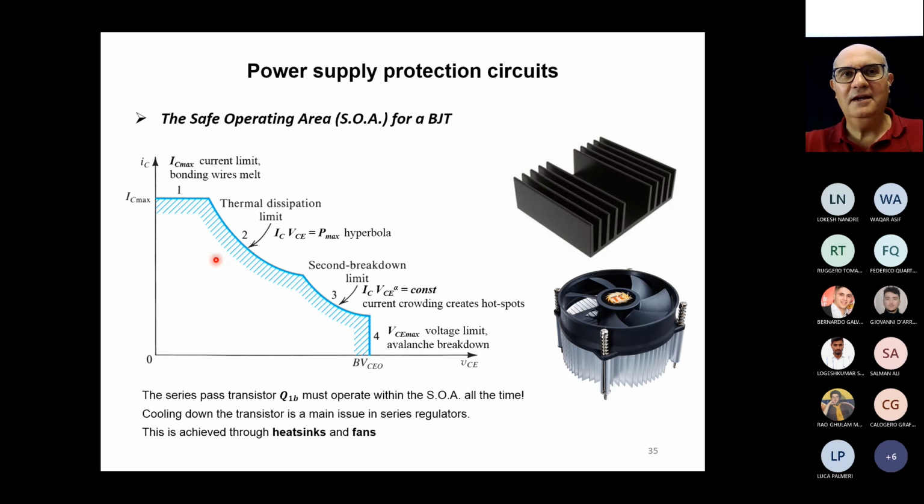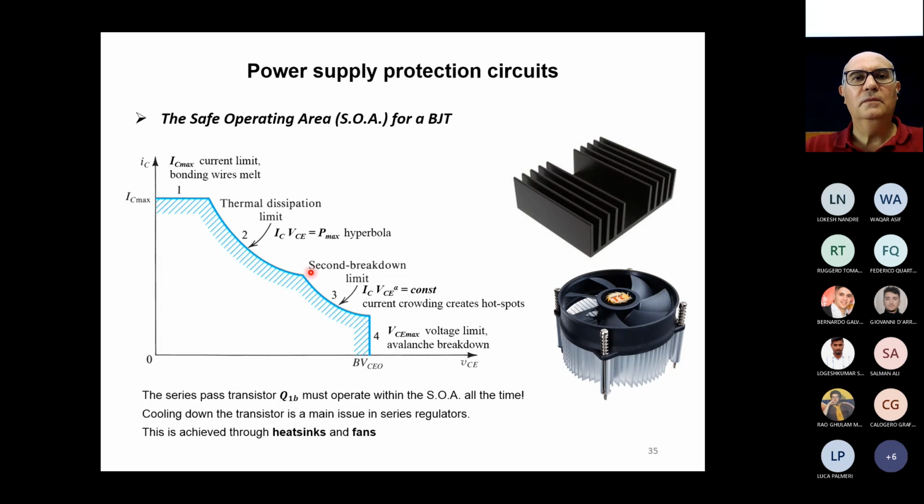So first of all, take care that the maximum collector current must not be overtaken. Usually, when you take a look at the data sheet, they say the maximum collector current is 10 ampere, something like that, or 20, depending on the transistor. Okay. So if we go over this current, we can melt the wires, basically.